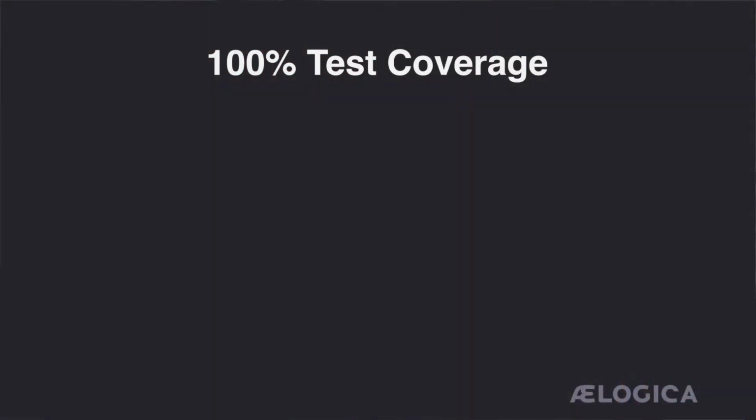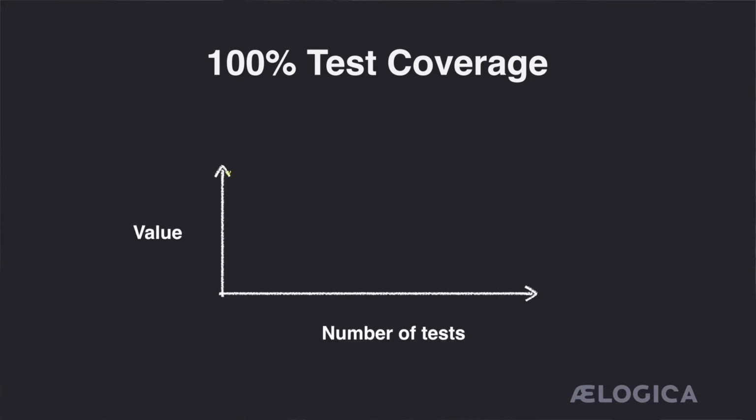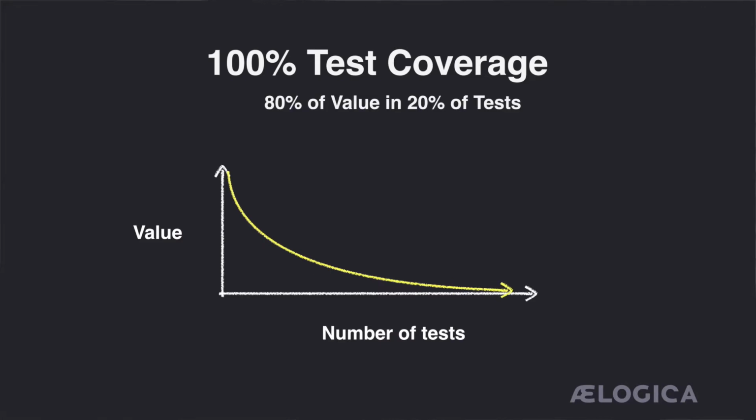TDD aims for 100% test coverage. That is, your tests exercise every line of code in your codebase. Sometimes this is appropriate. More often, it is not. Here's why. If you have 100% test coverage, 80% of the value in your tests probably exists in 20% of the test code you wrote.